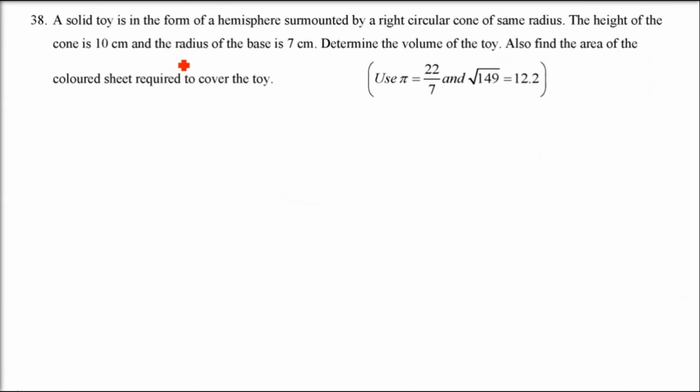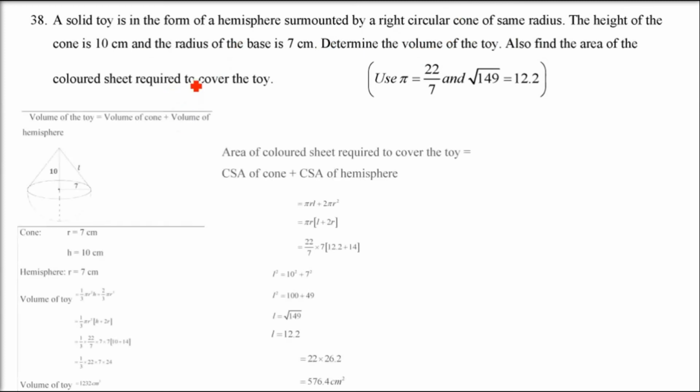A solid toy is in the form of a hemisphere surmounted by a right circular cone of the same radius. The height of the cone is 10 cm and the radius of the base is 7 cm. Determine the volume of the toy. Also find the area of the colored sheet required to cover the toy. So let me show you the figure first.